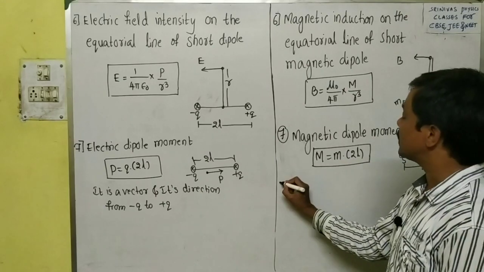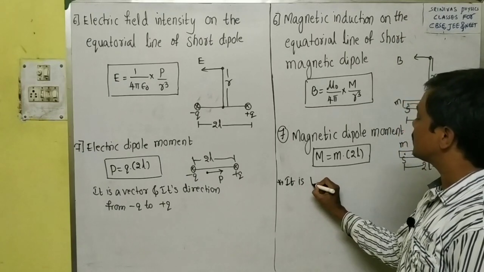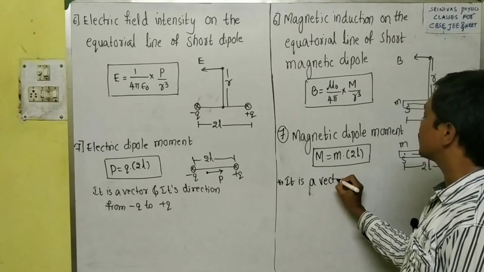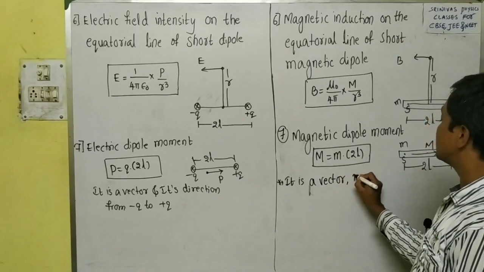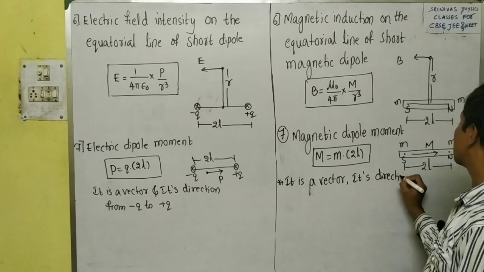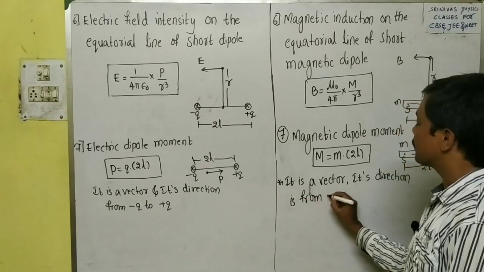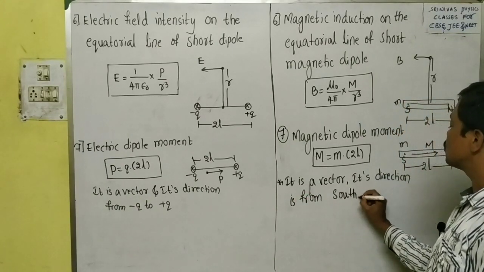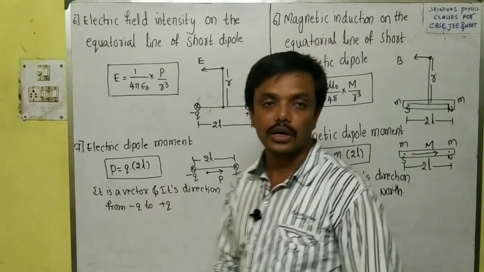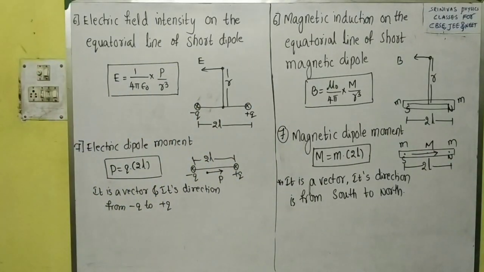Okay. And here the magnetic moment is a vector. It is a vector. Its direction is from south to north. Okay, south to north. And this is the magnetic dipole moment.